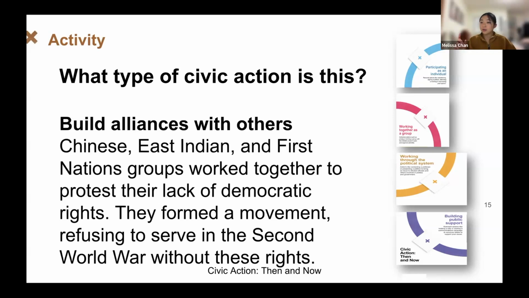We always learn about how they served in the war to prove their rights. That's one way. Now, this is a different strategy. They said, no, we're not going to fight your war because we don't have rights. We're not being treated as everyone else. We're not being treated as Canadians. So I think this is also a different perspective to share.